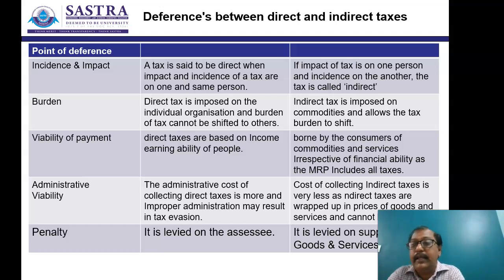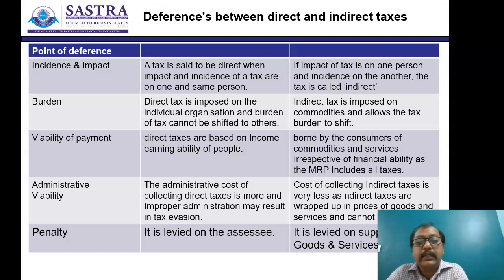But in the indirect tax system, in the third column, it is going to be something like this. The impact is on one person, and the incidence is on the other person. For example, the impact is on the consumers, but the incidence, those who are going to pay tax, is the seller or the service provider. So incidence and impact are different in case of indirect tax.